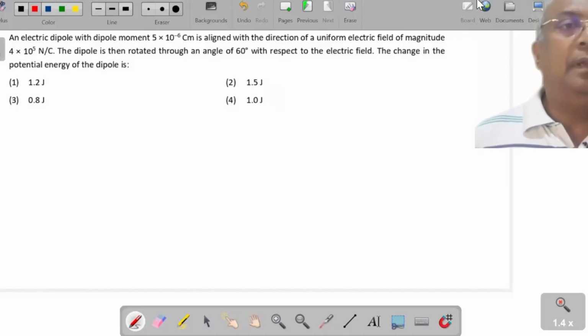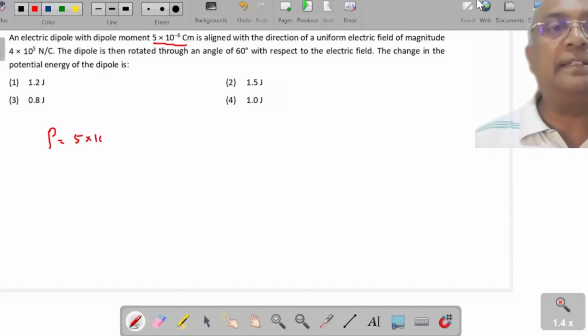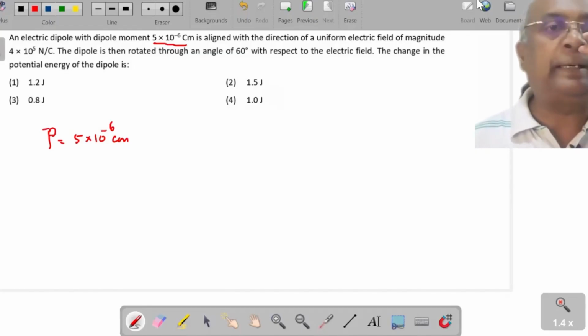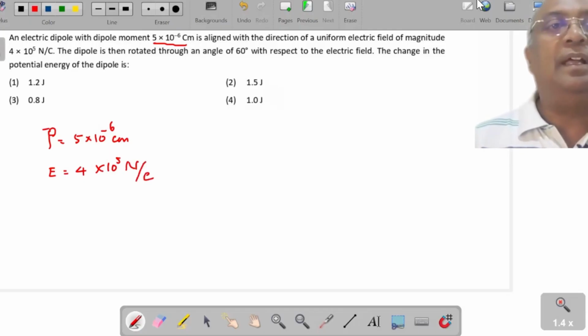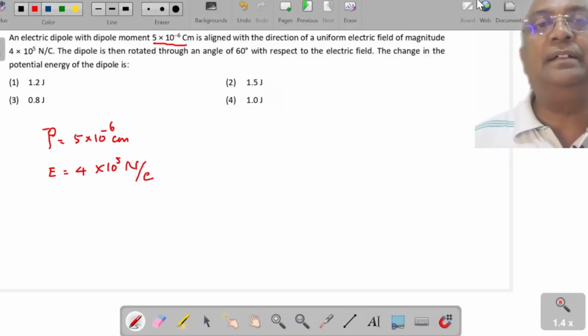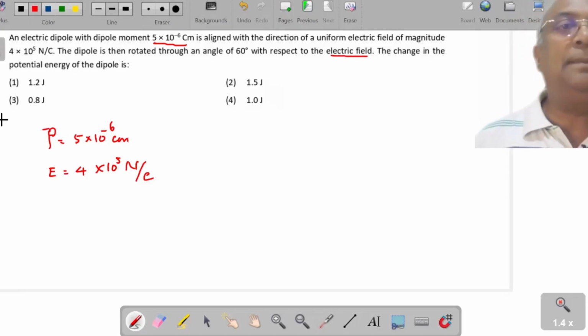In the question, an electric dipole with dipole moment 5 into 10 to the power of minus 6 coulomb-metre is placed in the direction of a uniform electric field. The electric field is 4 into 10 to the power of 5 newton per coulomb. The dipole is then rotated through an angle of 60 degrees with respect to the electric field. Find the change in the potential energy.